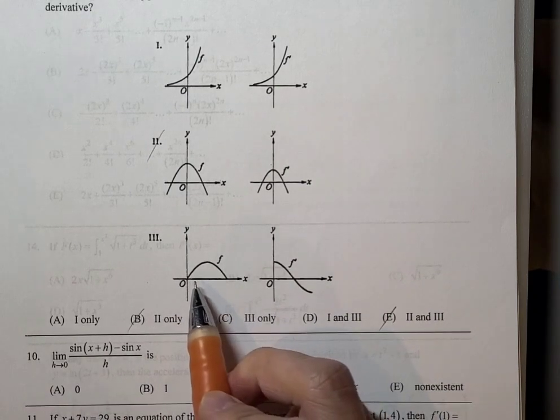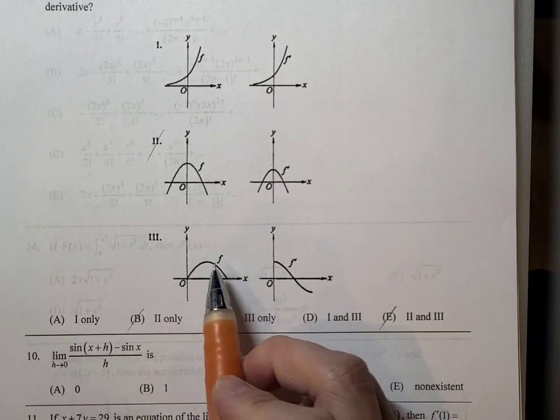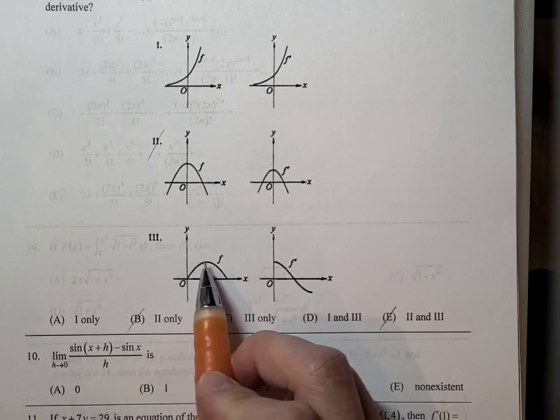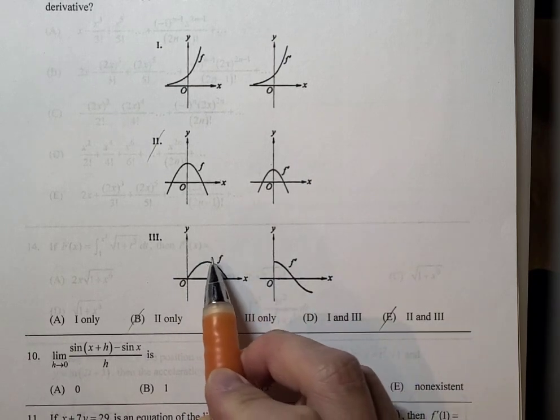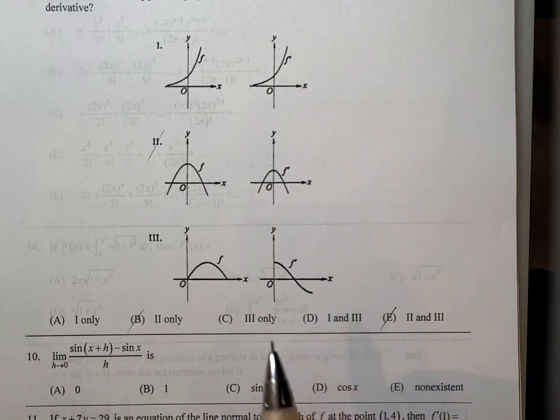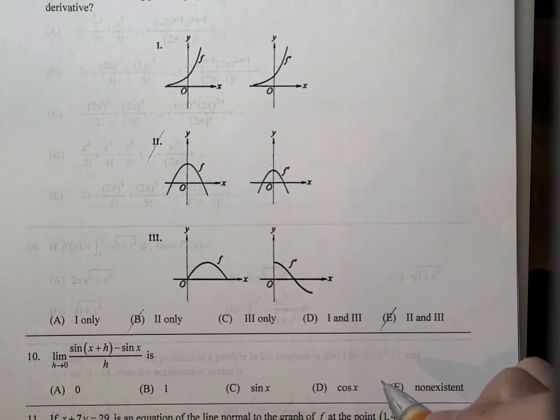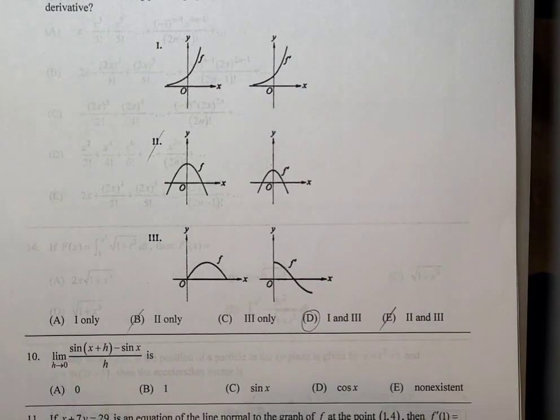Now how about 3? This is a relative max, so there should be a 0 there, which it is. The function's increasing, the derivative is positive. The function's decreasing, the derivative is negative. So this looks like it could be true also, so it looks like it's 1 and 3. So it should be D.